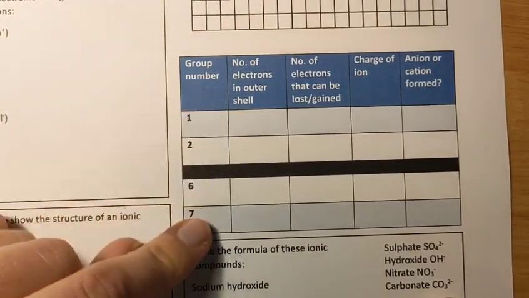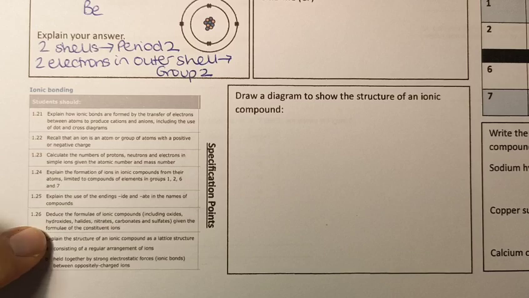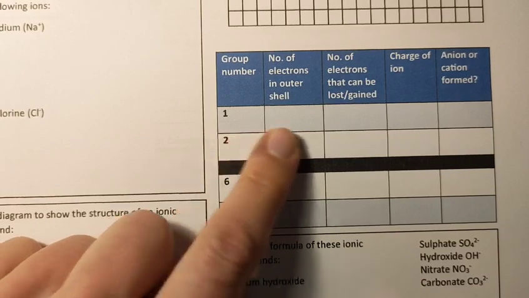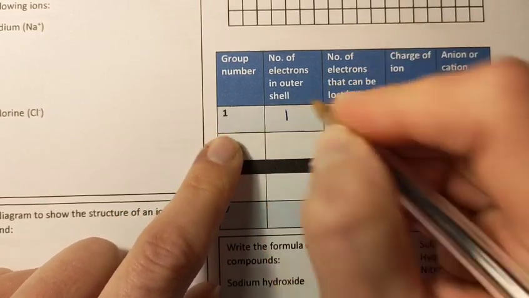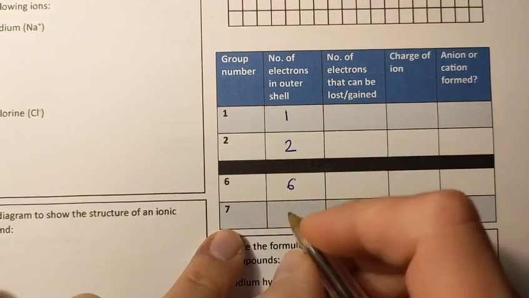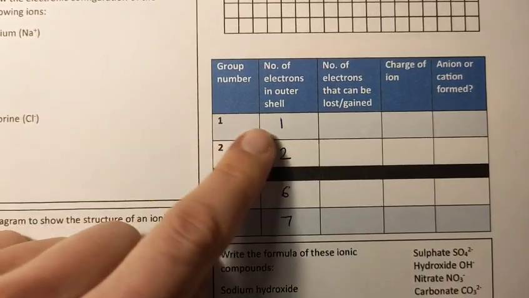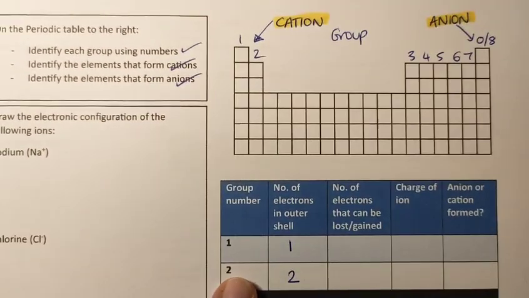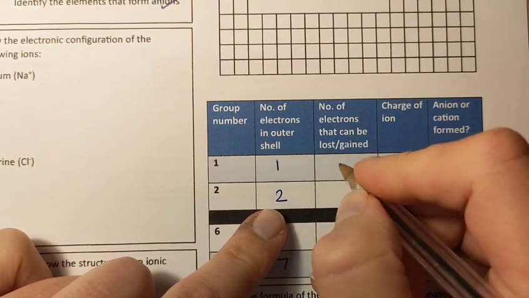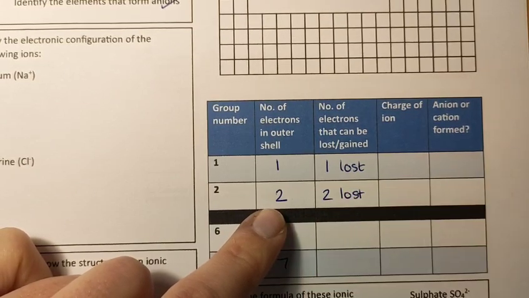Okay, let's just scoot over to this side because that will help us with the rest of the sheet. We've got our group numbers 1, 2, 6 and 7. That's what we need to know about. If you look at the specification points, it talks to you about that. How many electrons in the outer shell? We know the group number tells you how many are in the outer shell, so that's pretty easy to fill in. We just copy the numbers. Group 1 is 1, group 2 is 2, group 6 is 6, and group 7 is 7. Number of electrons that can be lost or gained. For groups 1 and 2, forming cations, positive ions, it's simple, it's just the same number. So 1 is lost, and 2 lost, 2 in the outer shell.